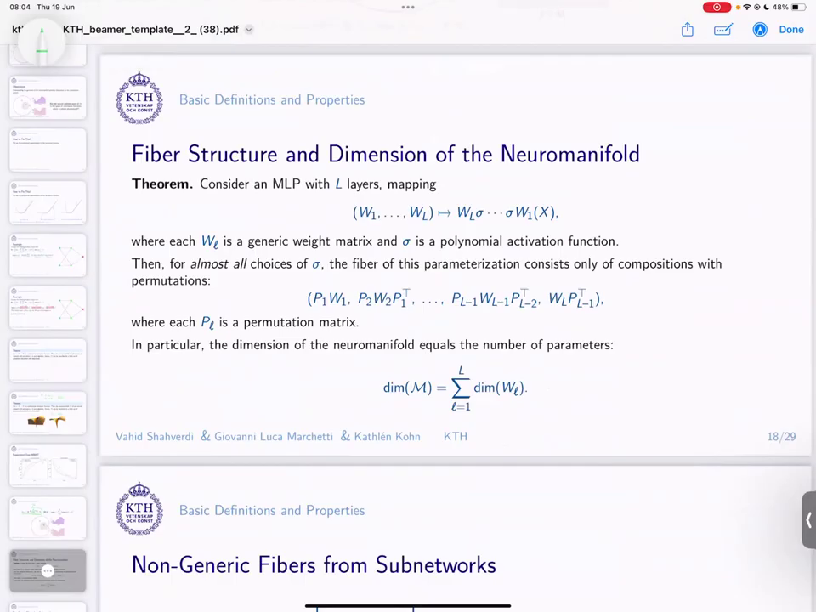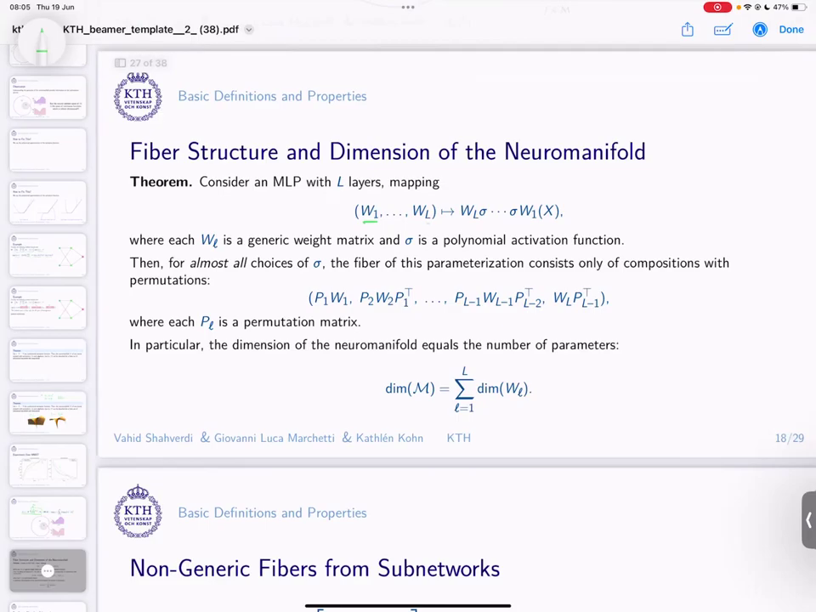So now it comes to some of the results that we have. As I mentioned, this parametrization is very important. The fiber of the parametrization is important because one way to get singularities was having unusual fibers. So let's see what happens for the MLP, the fully connected network. The theorem says the following. Consider an MLP with L layers. What you do is send this tuple of weight matrices to the corresponding function in here. For simplicity, I didn't write the bias.